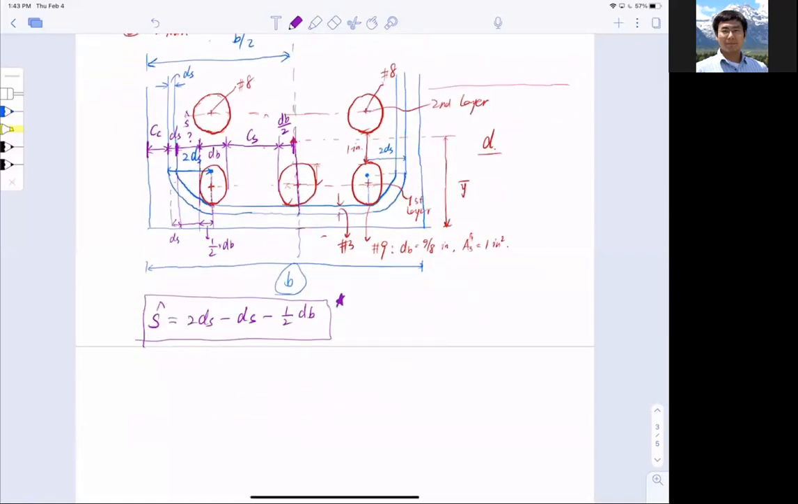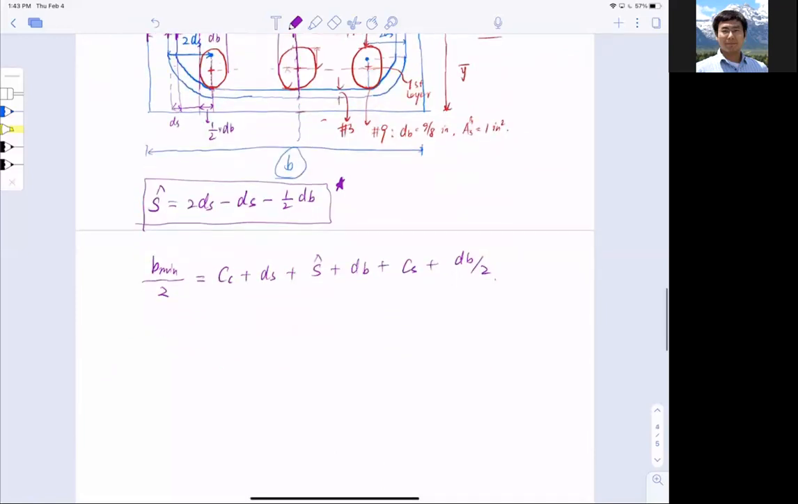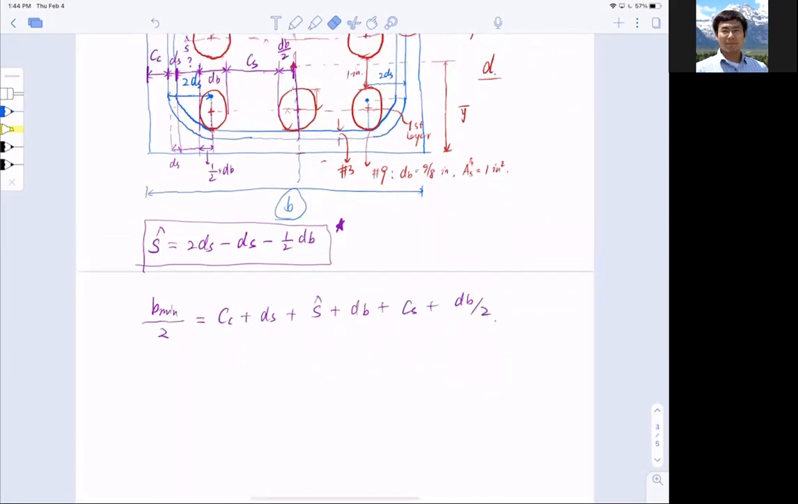Theoretically, the half of the minimum beam width should equal CC, plus ds, plus S hat, plus dB, plus CS, plus dB over 2. Now what is the clear spacing between the bars? What is CS first?